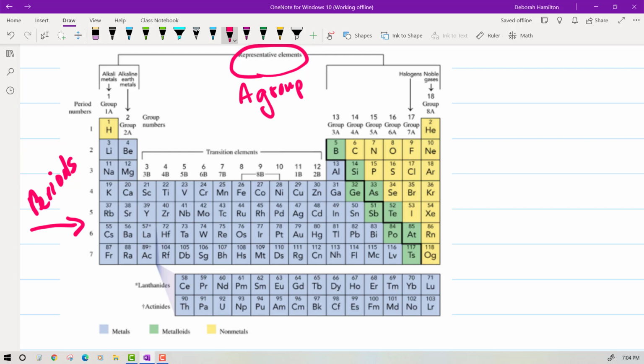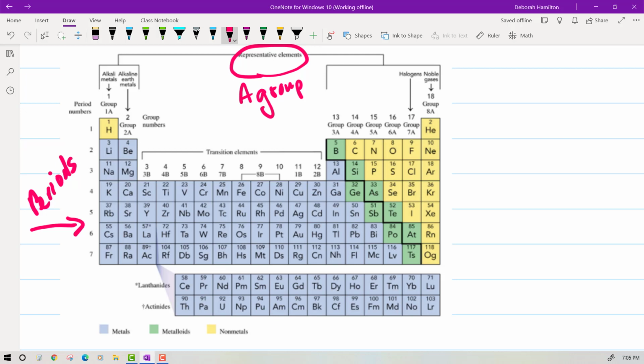All right, these are the nonmetals. These are the metalloids that are in green. The blues are all metals. All right, and the yellows are your nonmetals. All right, so that's a little bit about your color coding. All right, so again, the blocks we just talked about, but then there are names for the columns. All right, so the first column 1A or 1 are the alkali metals. Alkaline earth metals is group 2A.